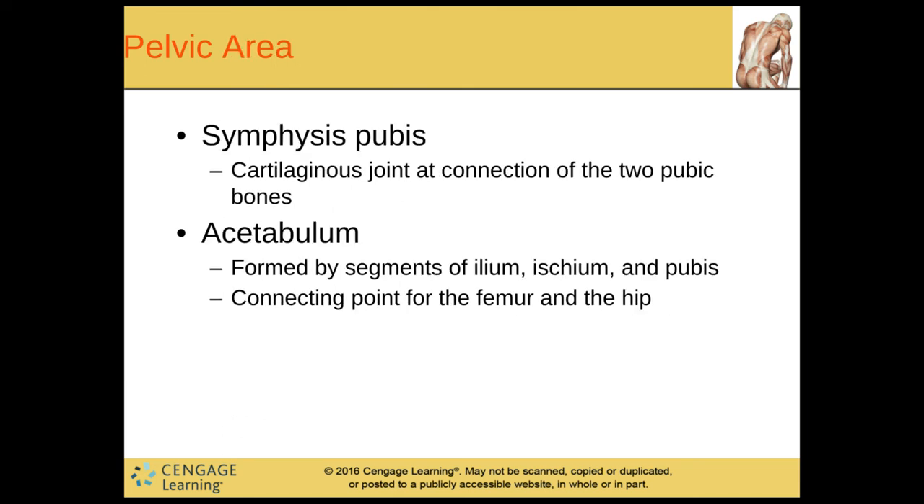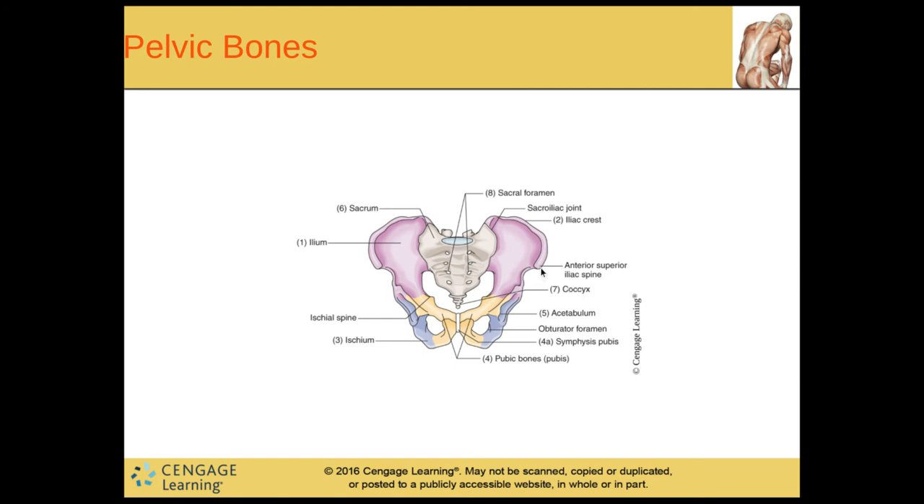All right. And then we have this acetabulum, which is formed by segments of the ilium, the ischium, and the pubis. So these are the connecting points for the femur and the hip. Okay. So that's kind of this. This is that iliac crest right here. This is that iliac bone here. Here's that little symphysis pubis cartilage area. Okay. That ilium, the sacrum, right? Your coccyx, or your tailbone here. So that's a good little illustration there.